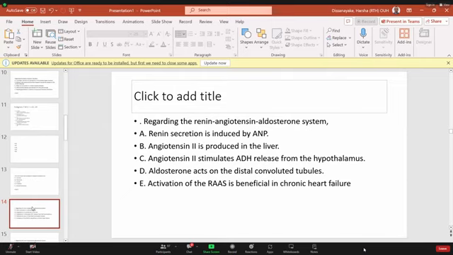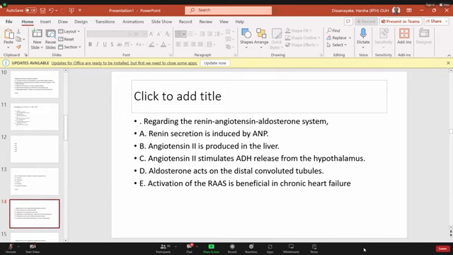Regarding the renin-angiotensin-aldosterone system, this is a very common area where questions are asked. So it's good if you can remember the physiology of RAS. Renin secretion is induced by atrial natriuretic peptide. What's the ultimate function of RAS activation? To cause fluid retention and increase blood pressure. Then what's the action of atrial natriuretic peptide? The function of atrial natriuretic peptide is natriuresis. So that will happen when the intravascular volume is full or expanded.